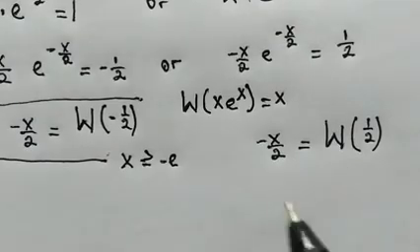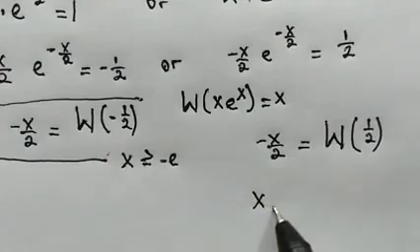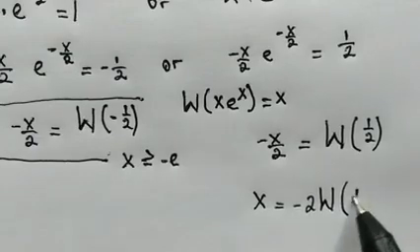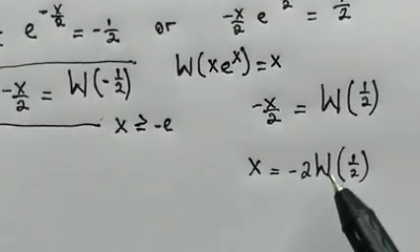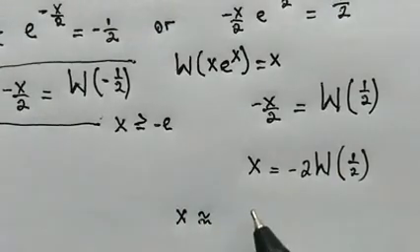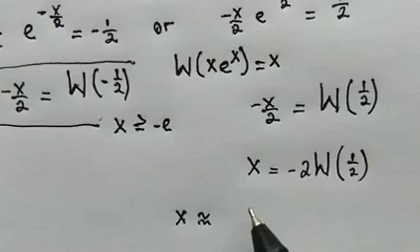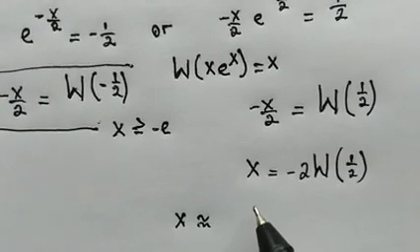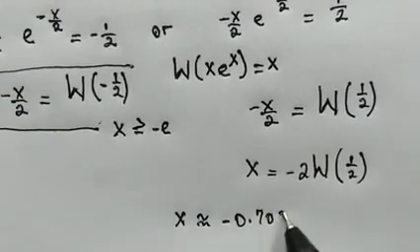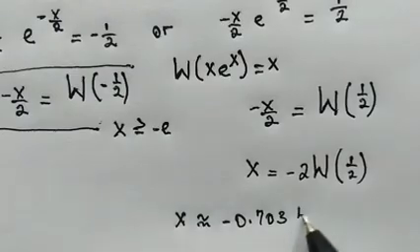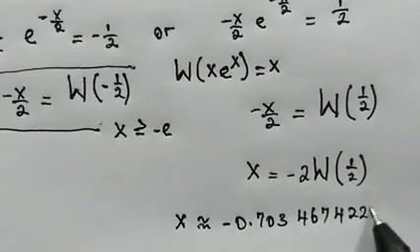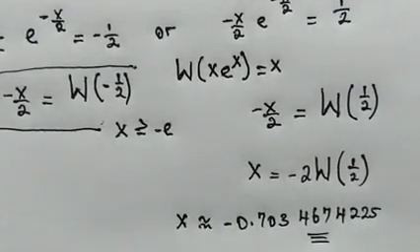So multiply both sides by negative 2, we just get x is equal to negative 2 times W of 1 over 2. And here we have our real solution, that x is approximately equal to negative 0.07346742225, and this is the correct answer.